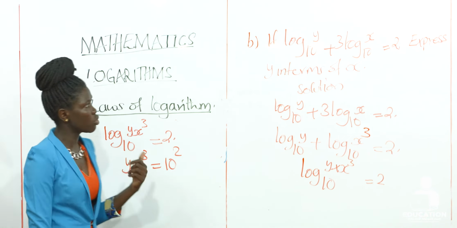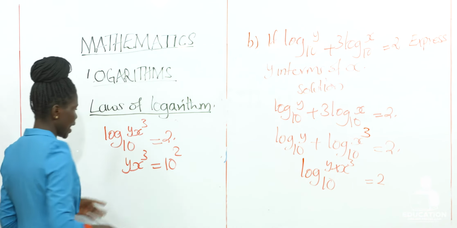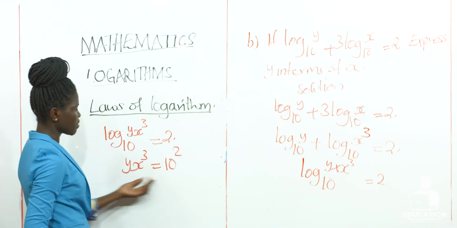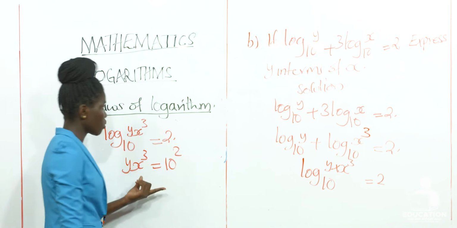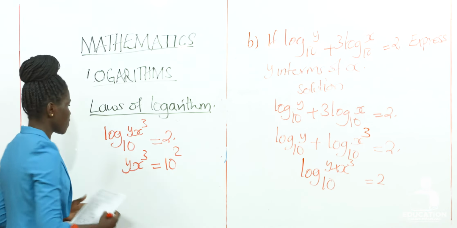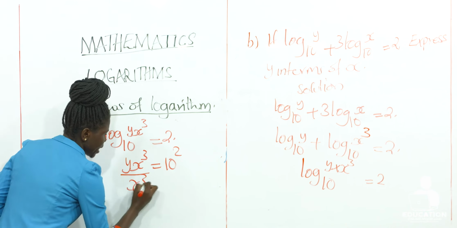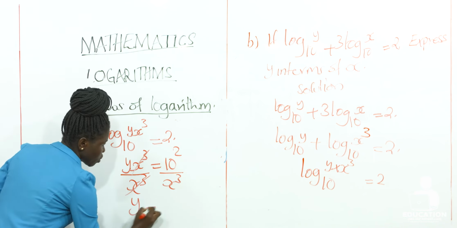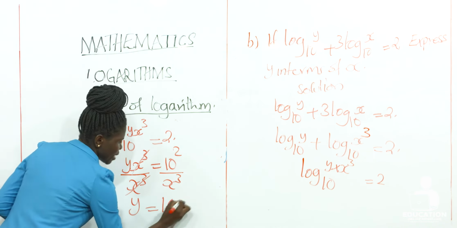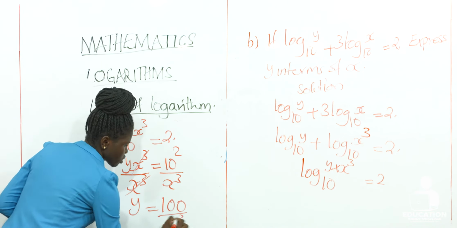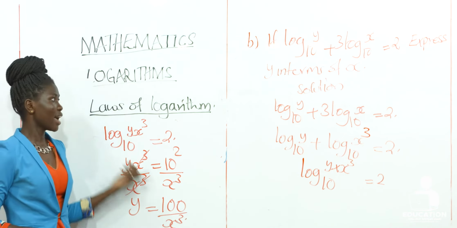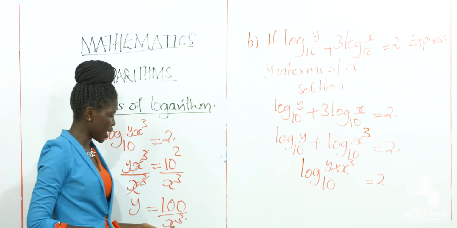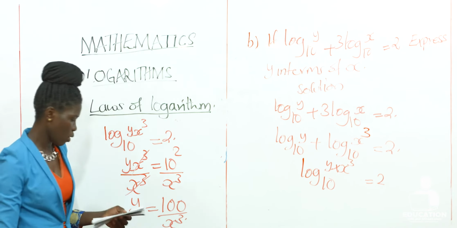And our question is saying that we should express y in terms of x, implying we need to make y independent. So what we need to do is to divide x cubed on both sides so that we can be left with y alone. So we divide by x cubed on both sides. This will go, and you'll be left with y is equal to 10 squared, which is the same as 100, out of x cubed. And this will be your final answer as required by the question. You can see that y is equal to 100 over x cubed is our final answer.